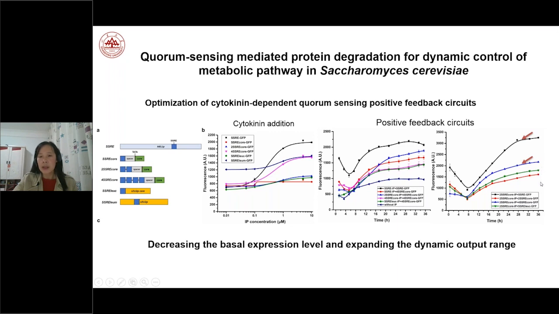We also used some other strategies. For example, we optimized the expression of the proteins in the signal transduction pathway, but it doesn't really work. So in this case, we chose this circuit and this circuit for the further dynamic control. Actually, in metabolic pathway control, most of the time we want to downregulate byproduct synthesis. However, it's a repression system, so we have to convert the activation system to a repression system.